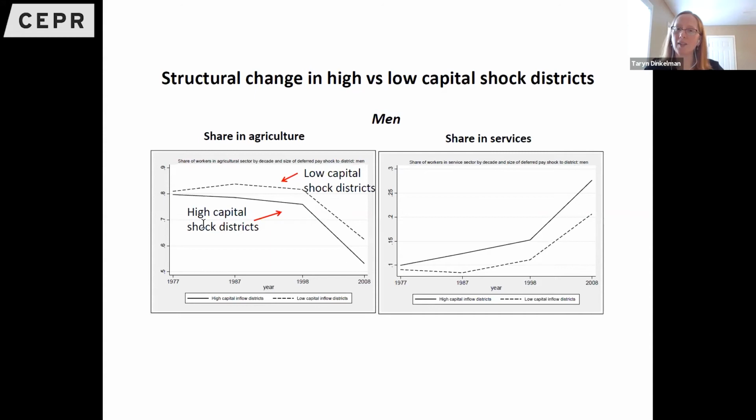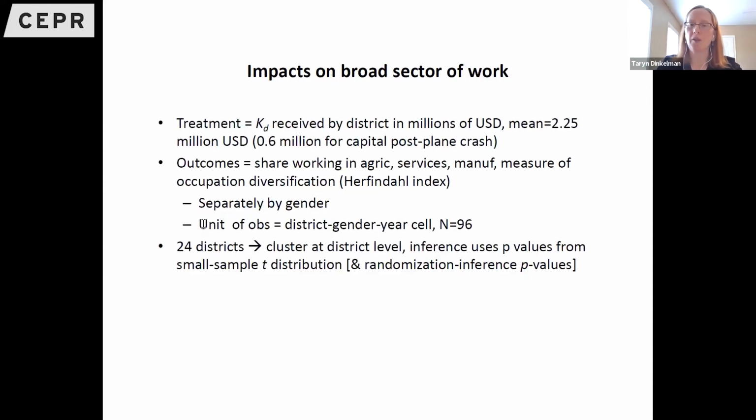For men, you see a similar picture, but it kind of starts a little bit earlier. So you see men shift out of agriculture a little bit earlier than women, and a shift into services a little bit earlier as well in the high capital relative to the low capital shock districts. So this is without any controls.